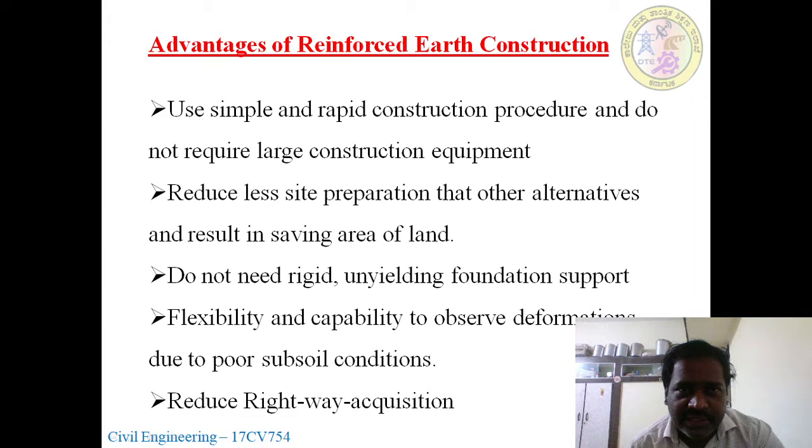So what are the advantages? We already know that soil is weak in tension, but strong in compression. That's why we provide reinforcement components like strips, geogrids, and geosynthetics. There are many material components that we use as reinforcement for earth constructions like dams, flyovers, and roads.